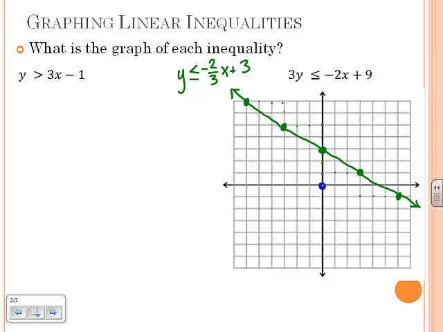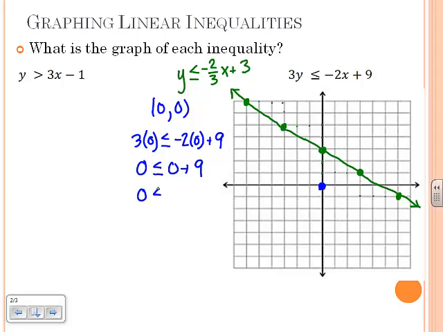This time, let's pick (0, 0), because once again, it is clearly on one side of the graph. So we're going to plug (0, 0) into our equation. So we get 3 times 0 is less than or equal to -2 times 0 plus 9. So we get 0 is less than or equal to 0 plus 9, which gives us 0 is less than or equal to 9. 0 is less than or equal to 9.